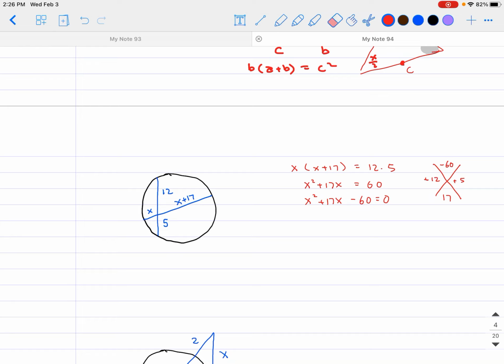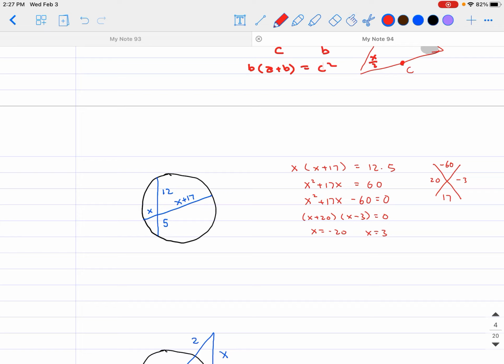Oh, it's not 12 and 5. My fault. It's actually 20 and 3, because negative 60, that's what we have. So 20 over here and negative 3 over here. So that means we now have x plus 20 as one factor and x minus 3 as the other factor. So x is equal to negative 20 and x is equal to 3.